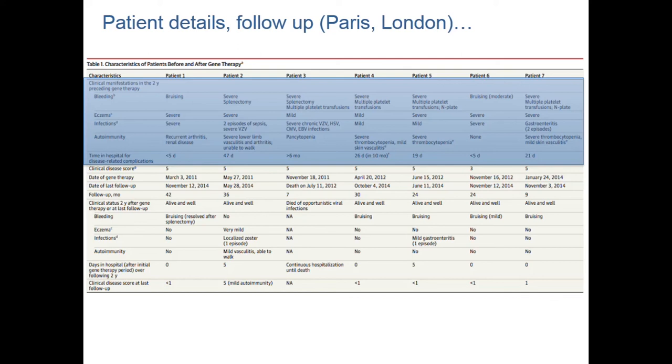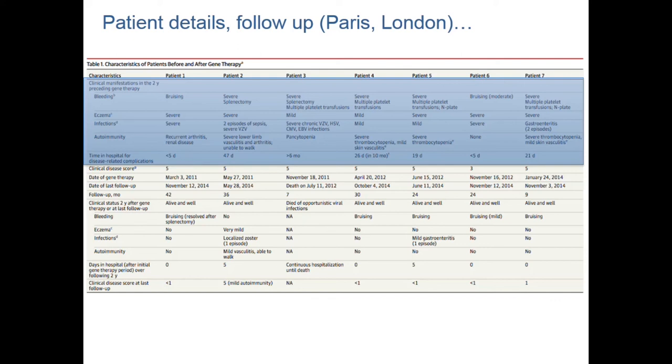So actually, if you want to do a very crude score, you can look at the score of the patients before, which is 5 in most of them, 3 in 1, and then rescore them afterwards, and they're all 1. Okay, so significant therapeutic effect in all these patients.